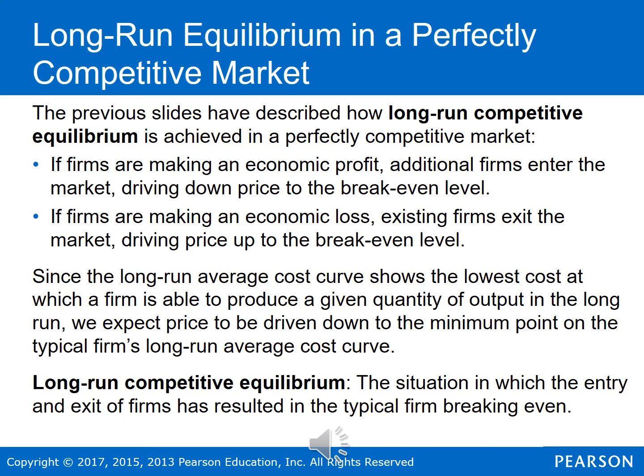Since the long-run average cost curve shows the lowest cost at which a firm is able to produce a given quantity of output in the long run, we expect price to be driven down to the minimum point on the typical firm's long-run average cost curve. So the long-run competitive equilibrium is a situation in which entry and exit of firms has resulted in the typical firm breaking even.